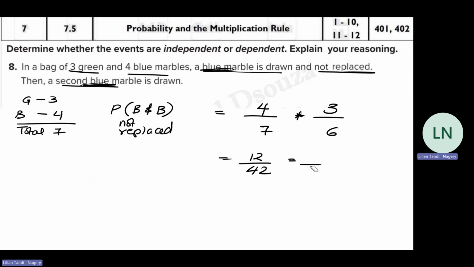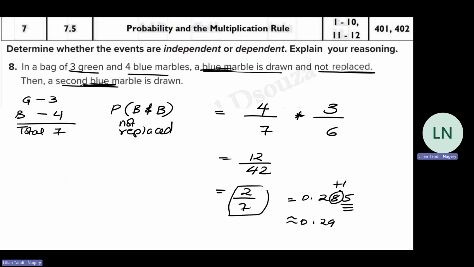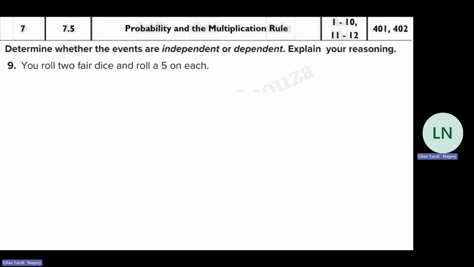2 over 7. Then change this to decimal. That should be 0.285. Round to the nearest hundredth. That should be approximately 29 hundredths. Change that to percent. That should be approximately 29%. Okay? All right, let's move on.